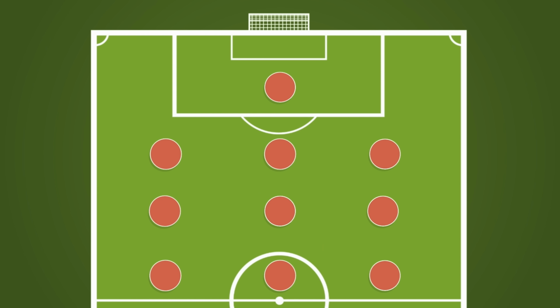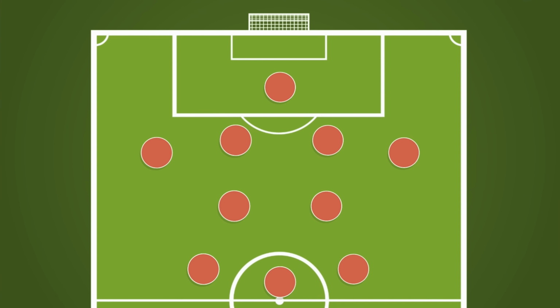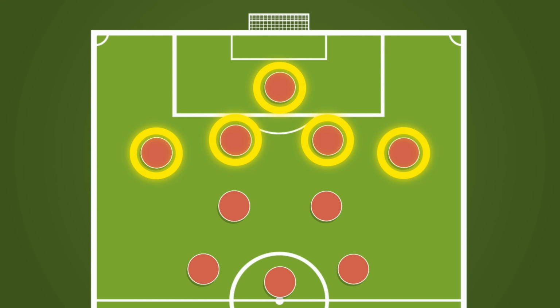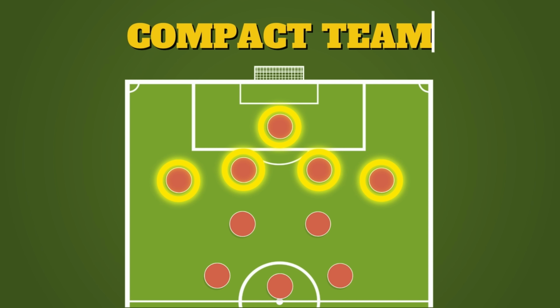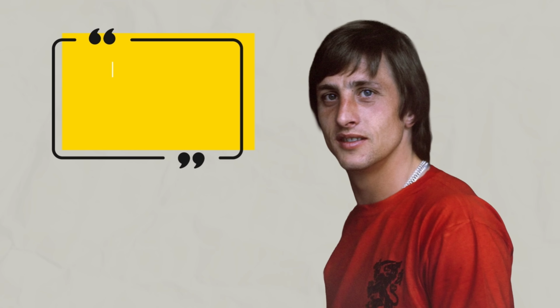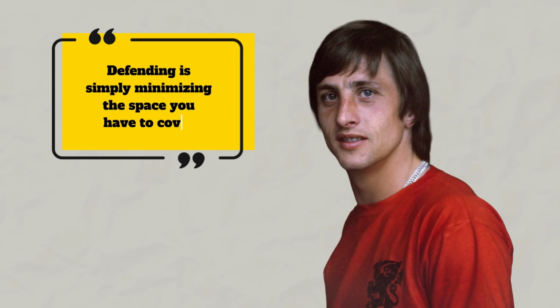The Italians didn't just stick to the 1-3-3-3, but also evolved into other formations like this. Now they had 5 players at the back, something ideal to counter the 4-2-4 that was still predominant in football. The outcome was an amazingly compact team within 25 meters of the playing field. As Johan Cruyff himself used to say, defending is simply minimizing the space you have to cover.